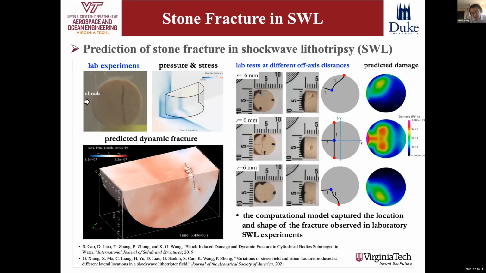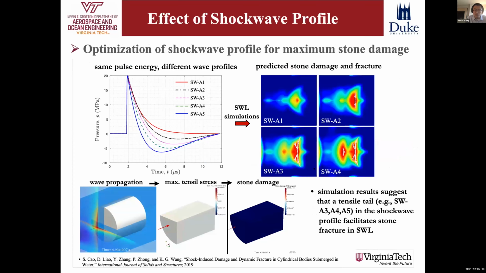And then we moved on to explore the effect of shock wave profile on the damage and fracture in a model kidney stone. On the left, this is a plot of pressure versus time of a shock wave from a pressure sensor placed within the focal zone. The red curve is our baseline shock wave. And you can see what we did is that we gradually changed the shape of the shock wave without changing the total pulse energy. So going downward, this is A1 to A5.